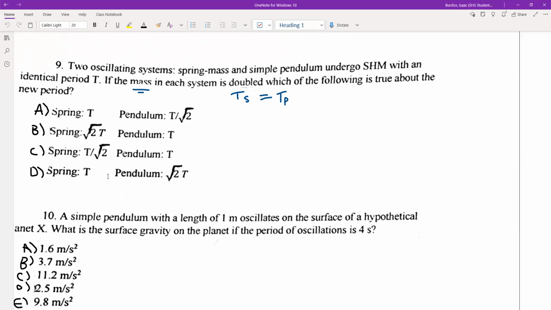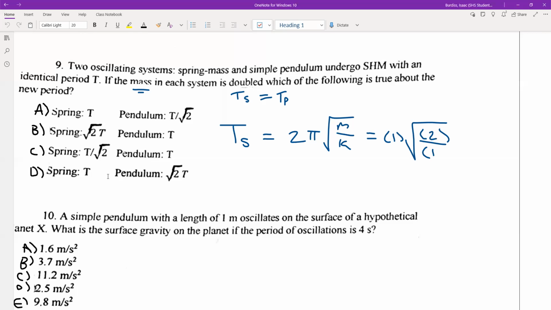So we start out with the spring to see what would happen to it. The period is 2 pi times square root of mass divided by spring constant. So we make everything 1. So 2 pi, we'll just make that 1. But since mass is doubled, we'll make that 2, and then we'll make spring constant 1 because it's not changing. So when you simplify that, that is square root of 2 of the T. So that's saying that it's changing by that much.